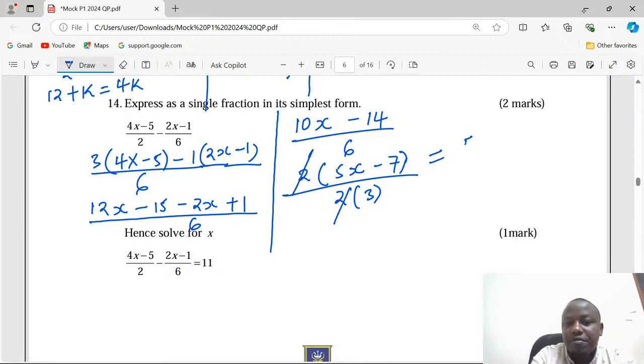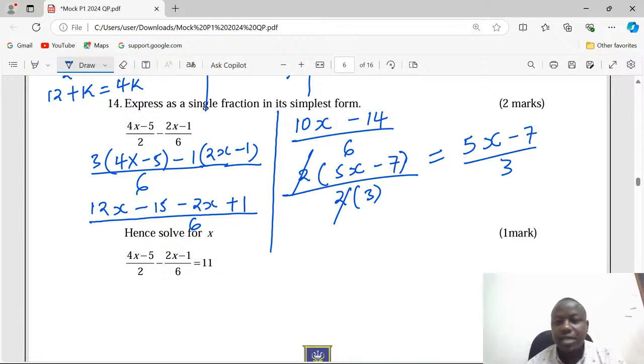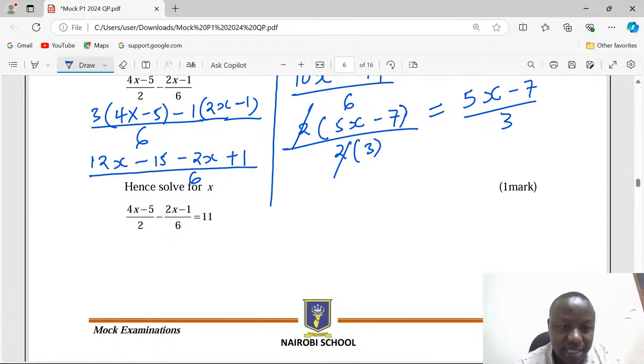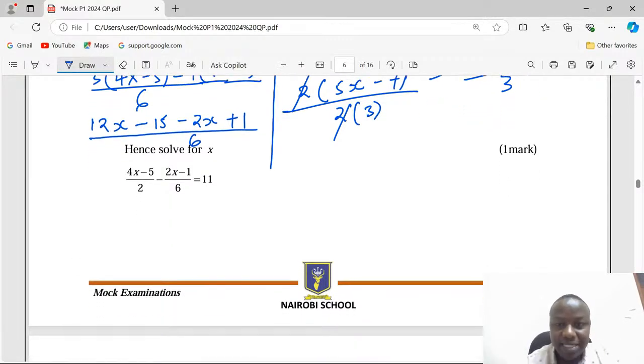This is going to be (5x minus 7) out of 3. So that is the simplest form, according to me. Yeah, it's actually the simplest form. Then we are told, hence solve for x in this one.